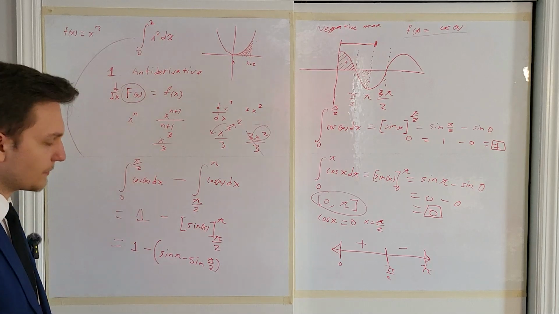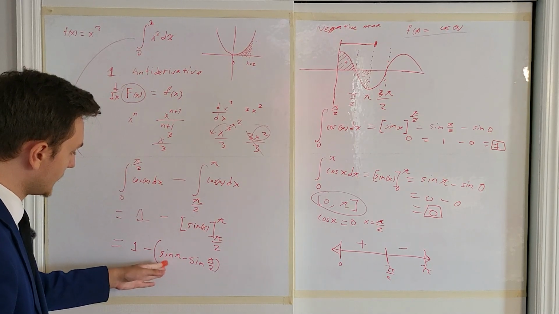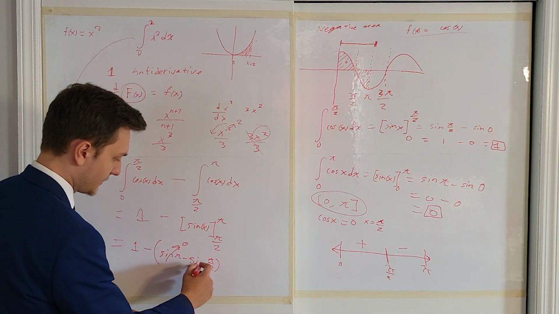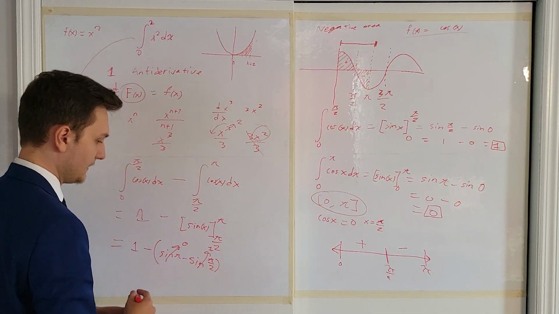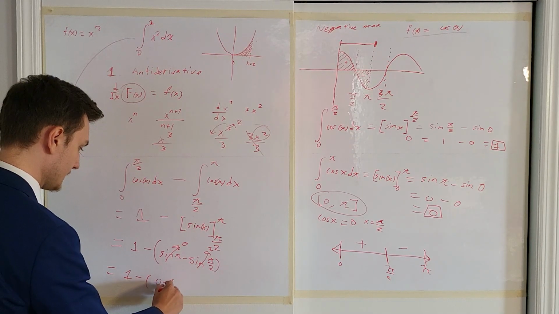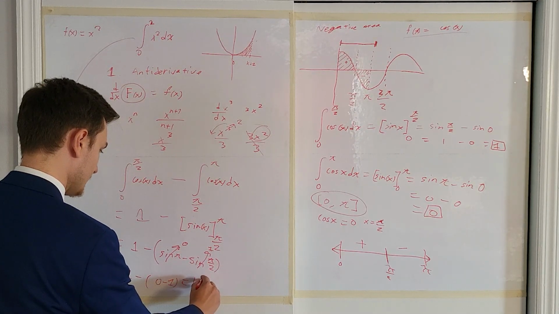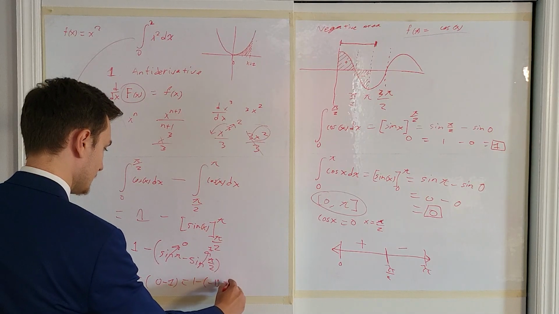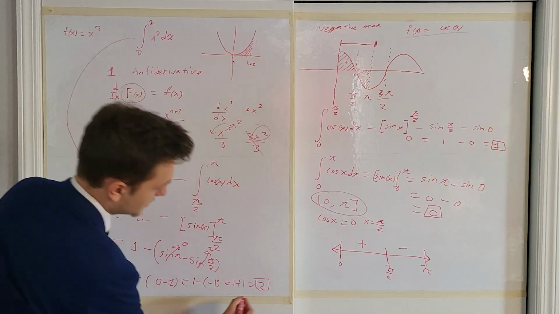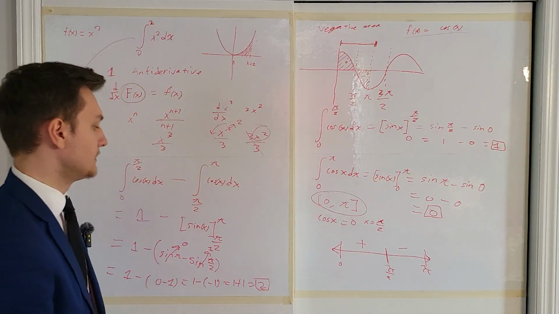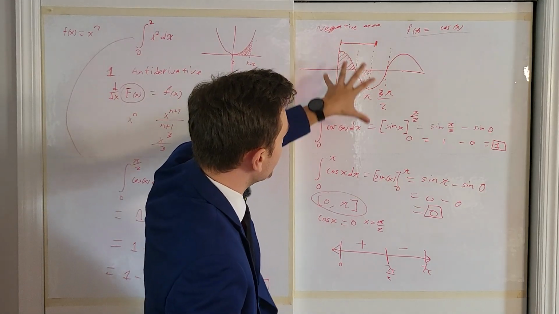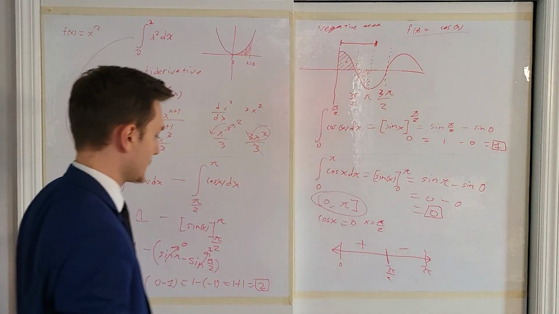Now, if you remember from the unit circle, sine of pi is 0. Sine of pi over 2 is 1. So this is going to equal 1 minus 0 minus 1. It's going to equal 1 minus negative 1. It's going to equal 1 plus 1. It's going to equal 2. So now this 2 is our magnitude of the area bounded by our curve, okay?